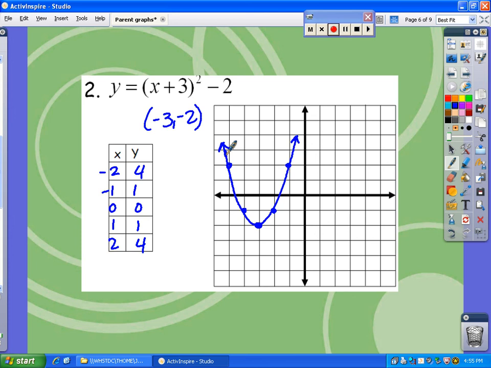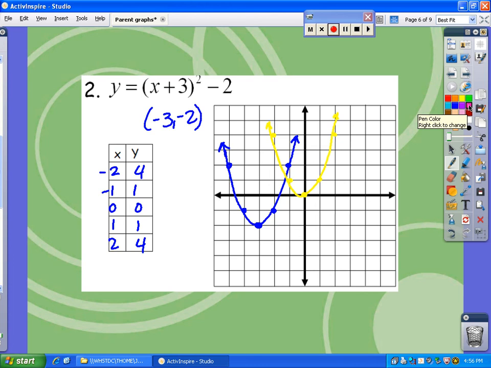Alright, here again, if you prefer, you can graph the original parent graph first, and then transform your points. Slide them left, right, up, and down. So if I'm going to go back to graph the original graph, my parent points, alright, so now my vertex is negative 3, negative 2.